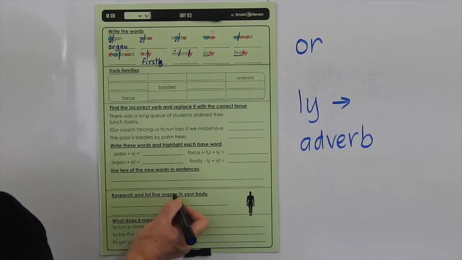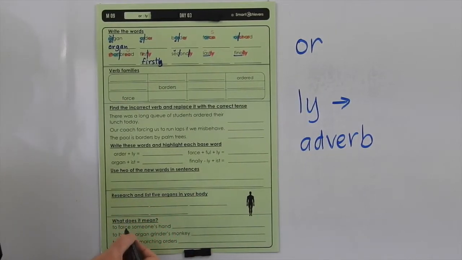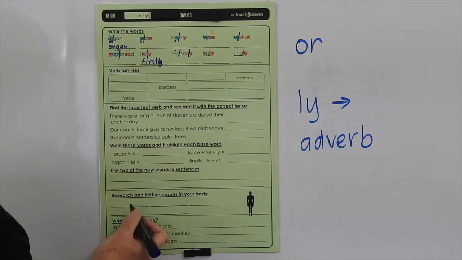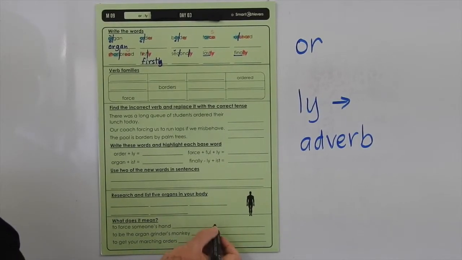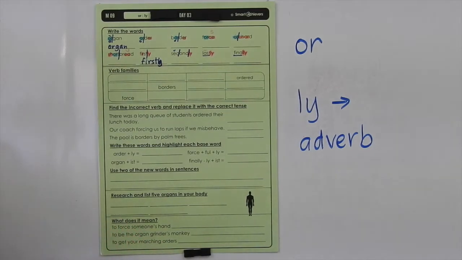Research, and there's 5 organs in your body. You'll probably know some of those without even researching. But if you get stuck, don't forget to Google it or look it up. What does it mean to force someone's hand, to be the organ grinder's monkey, and to get your marching orders? So you may need to discuss those in your group to work out what the answers are.